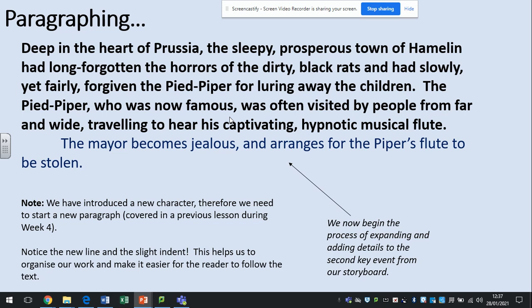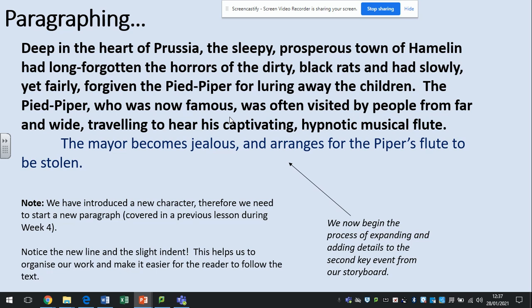The mayor becomes jealous and arranges for the piper's flute to be stolen. Now, notice that doesn't seem to make complete sense. And the reason for that is that in my drafting process here, I've simply put the second event. What I will need to do now is to begin the process of expanding this second key event. So the mayor becomes jealous and arranges for the piper's flute to be stolen. Okay, so I need to go through the same process that we've just done with the first section and now do the same with this. So we build it up section by section as we're going through.